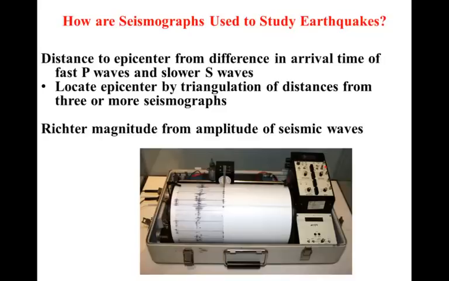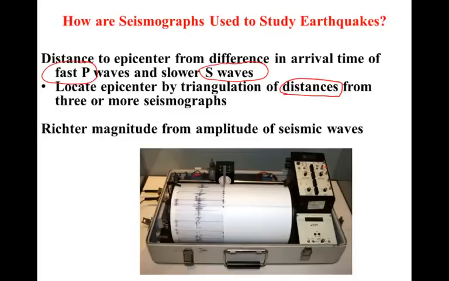from the epicenter based on the difference in arrival times between the P waves, which are faster, and the S waves, which are slower. Because the P waves travel at faster velocities, they're going to arrive at the seismograph first and be recorded first. Then sometime later, the slower S waves are going to arrive. That lag time between the P and the S waves is a function of how far the given station is from the earthquake's epicenter.